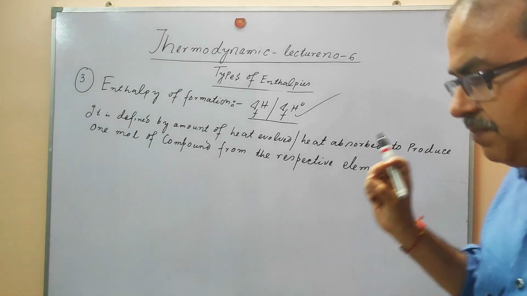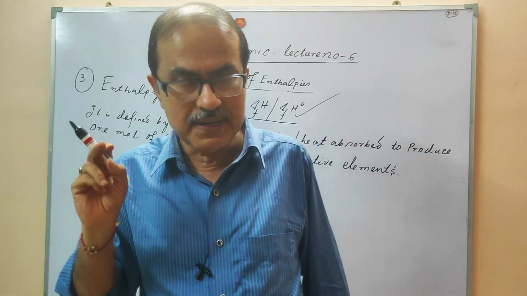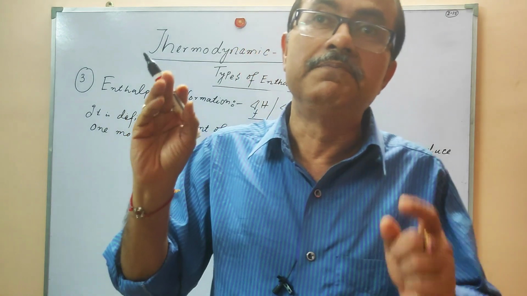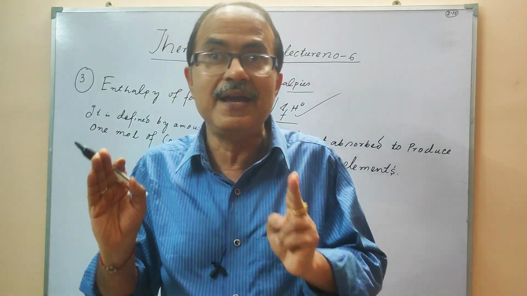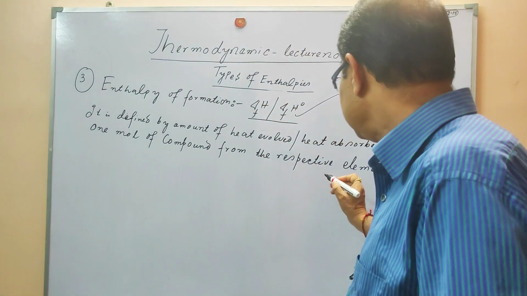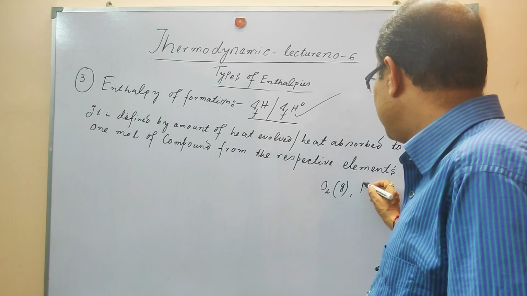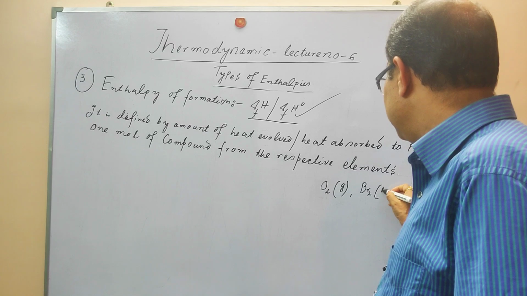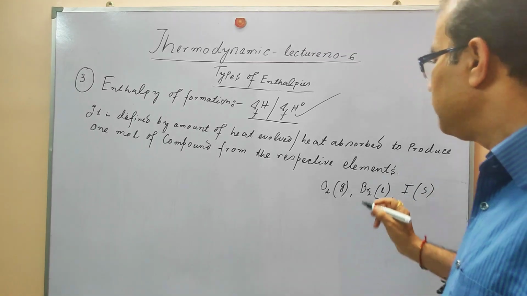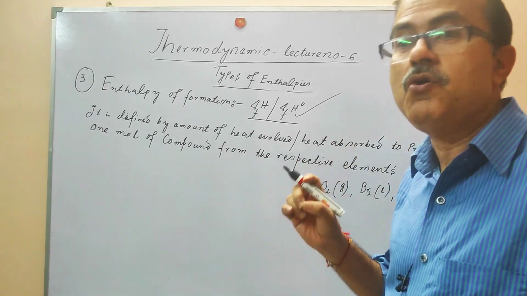Now what do we mean by standard state? That we have already discussed. Standard state means the pressure will be 1 bar, the temperature will be room temperature, that is 25 degrees Celsius or 298 Kelvin, and the physical state of the element will be the normal state in which it is present. As for example, oxygen is normally present in the gaseous state. Bromine is in the liquid state, right? Iodine is in the solid state. When we are talking about carbon, we will take graphite as the standard, not the diamond.